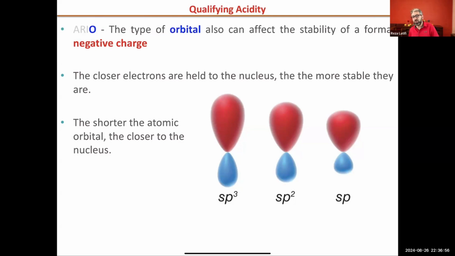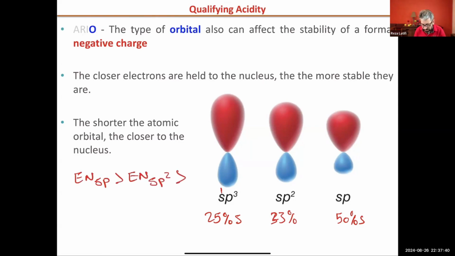The one that has more S character will have higher electronegativity. So I'm going to say this one is 50% S character, and here 1/3, so it will be 33% S character, and 1 out of 4 will be 25% S character. The more S character we have, the higher the electronegativity. That means more stabilization. So we're going to say electronegativity of Sp is higher than electronegativity of Sp2, which is higher than electronegativity of Sp3.